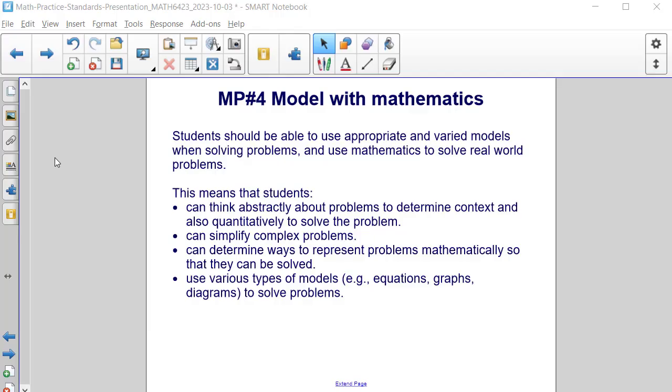And so on. Mathematical practice standard number 4 is about modeling with mathematics. Students should be able to use appropriate and varied models when solving problems and use mathematics to solve real-world problems. This means that students can think abstractly about problems to determine context and also quantitatively to solve the problem. They can simplify complex problems. They can determine ways to represent problems mathematically so that they can be solved. And they can use various types of models. Examples include, but are not limited to, equations, graphs, diagrams, and so on, and use them to solve the problems.